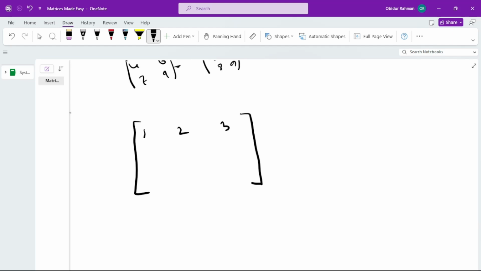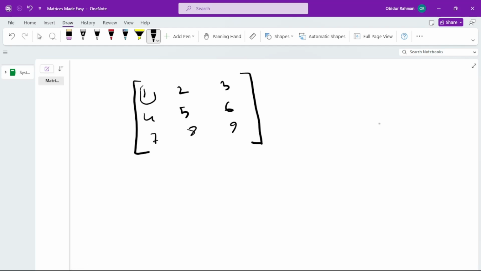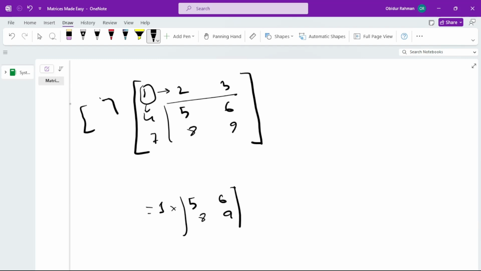You have a 3 by 3 matrix with a bunch of numbers. You want to calculate the determinant of this. So what you're going to do is take the first element and multiply it with the determinant of whatever you have left if you ignore the first row and first column. When you write a matrix, you write it with a round bracket or a square bracket. But when you write a determinant, you use a modulus sign. Here's the modulus sign, which indicates the determinant of this matrix.